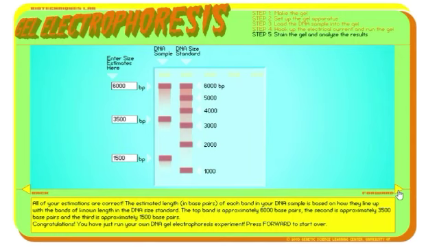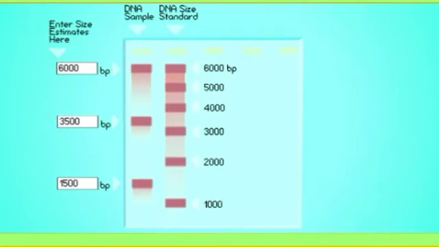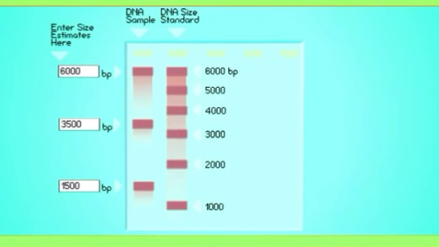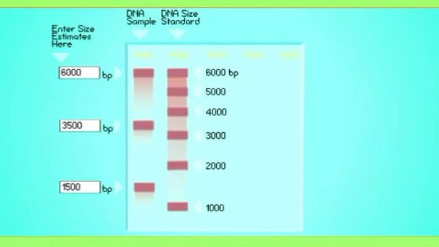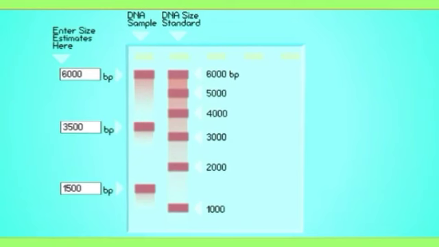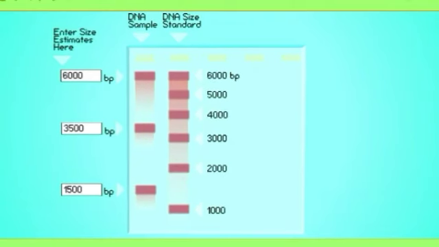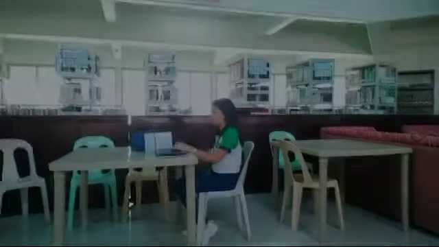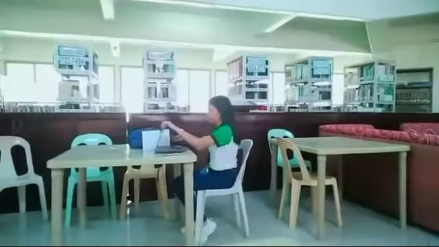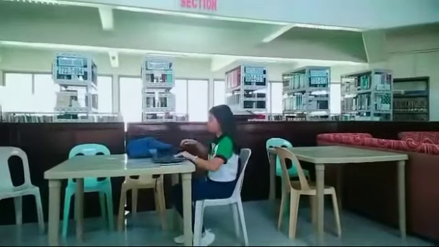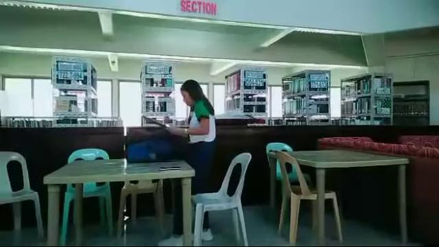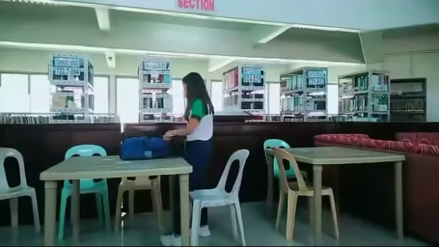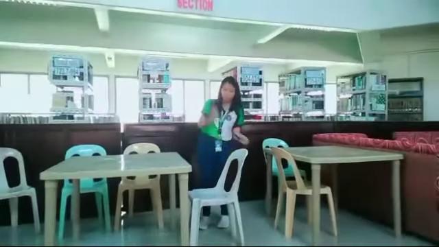So we have to take note that the estimated length in base pairs of each band in your DNA sample is based on how they lined up with the bands of known length in the DNA size standard. So we have completely run our DNA gel electrophoresis experiment. The virtual laboratory is now finally over, and I'm successfully done with it, and I'm going to keep my things and let's go out.